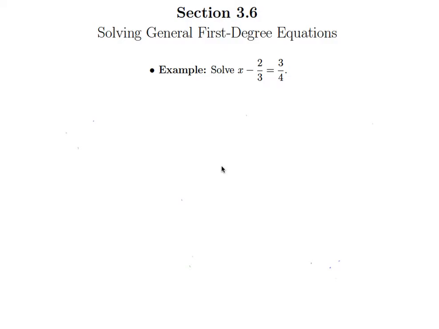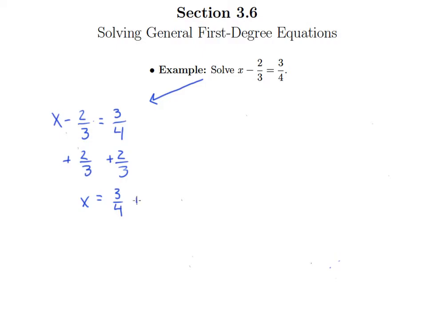In this example, we're going to solve this equation in two different ways. The first way is just going to be the way we have done it in the past, and that is we recognize this is actually just a one-step equation, and we need to add 2/3 to both sides to get x by itself. So we get x by itself rather quickly.